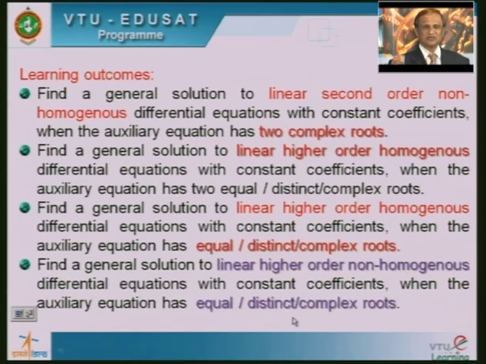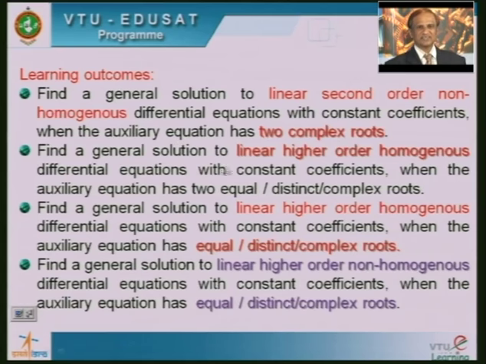So, it means you must be able to recognize whether the given equation is a homogeneous equation or a non-homogeneous equation, whether roots are real and equal or roots are different or roots are complex, right. So, depending upon all these parameters, we are able to write down the general solution of the given differential equation, right. So, another outcome, find a general solution to a linear second order non-homogeneous differential equation with constant coefficients when the auxiliary equation has two complex roots, right.